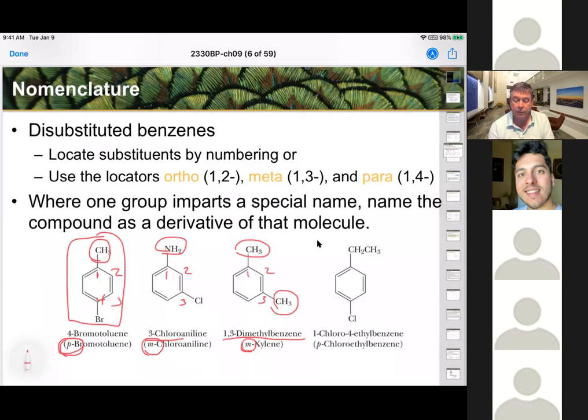I don't have an ortho example here, but if we had something like this, a Cl and Cl attached here, that would be 1,2-dichlorobenzene or ortho-dichlorobenzene. Okay, so the ortho, meta, para is very unique to benzene rings. And so the ortho is 1,2, meta is 1,3, para is 1,4.